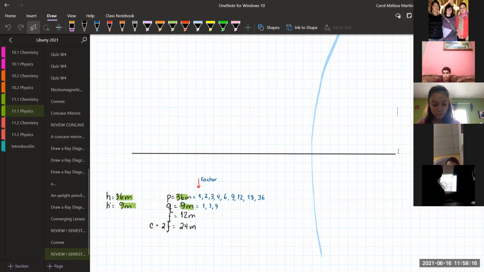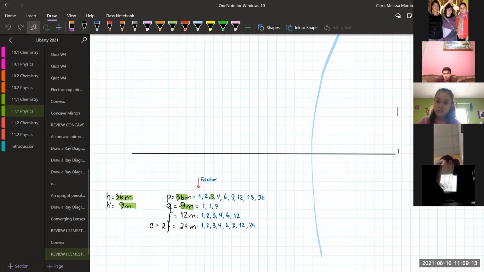12 meters. Factors for 12, let's see. 12 is divisible by 1, by 2, by 3, by 4, by 6, and by 12. And 24 is divisible by 1, 2, 3, 4, 6, 8, 12, and 24. Now, let's see what is the greatest common factor between all those numbers. We have 1 in common, but it's not the greatest, okay? 2 is common only in three, okay? Not in all of them.